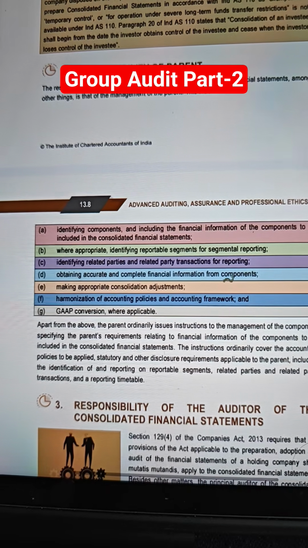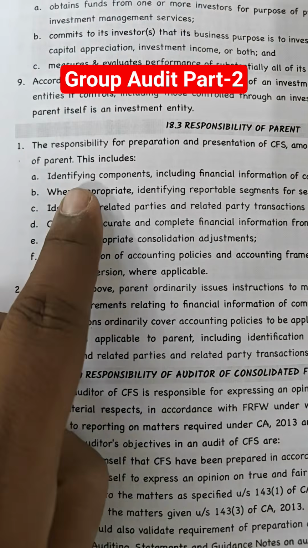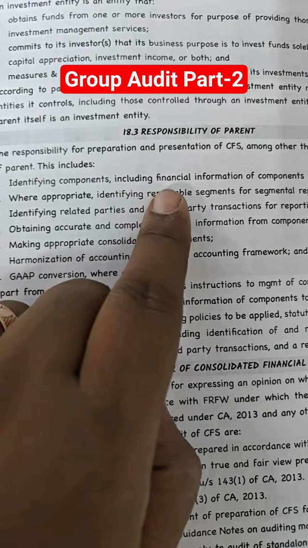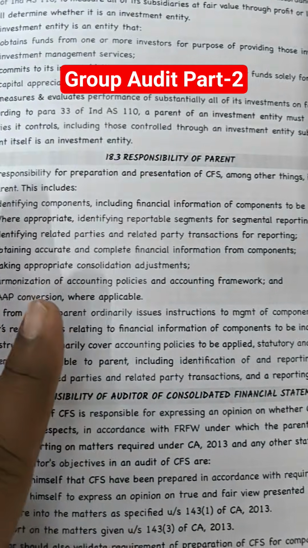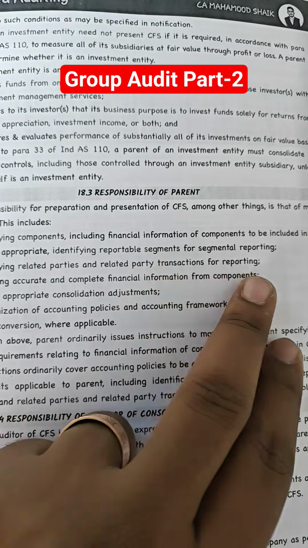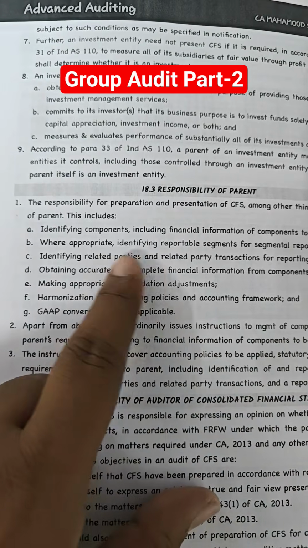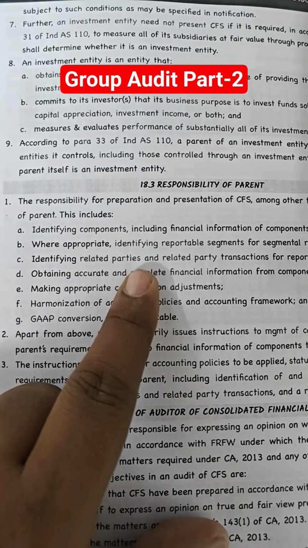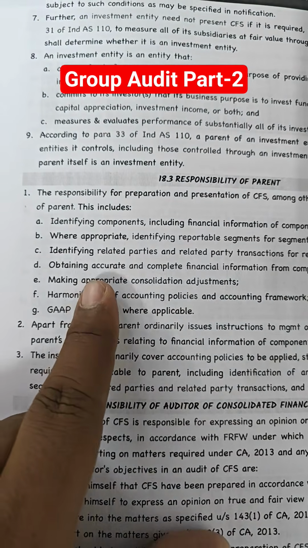Okay. Next, the topic: what is the responsibility of the parent? The responsibility of the parent is to identify the components, including the financial information of the components to be included in the CFS. First, identify the component. Next, wherever appropriate, identify the reportable segments to be reported and identify the related party transactions for reporting purposes.